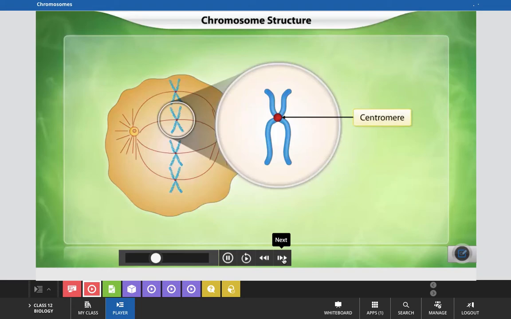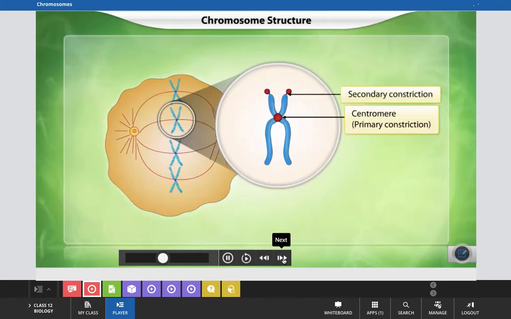The centromere is called the primary constriction. All other constrictions along a chromosome are secondary constrictions. Sometimes, a secondary constriction can isolate a short chromosomal segment at one end. This part is known as the satellite.